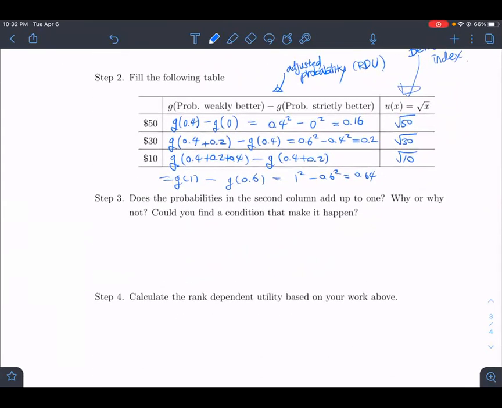Now, do the probabilities in the second column add up to 1? Why or why not? Could you find the condition that makes it happen? Do you think it adds up to 1?